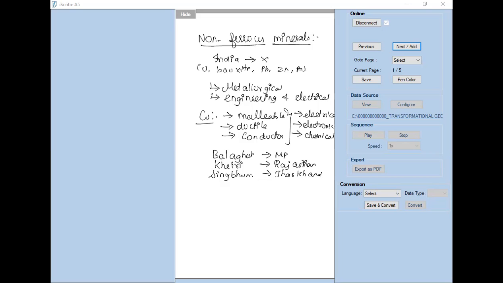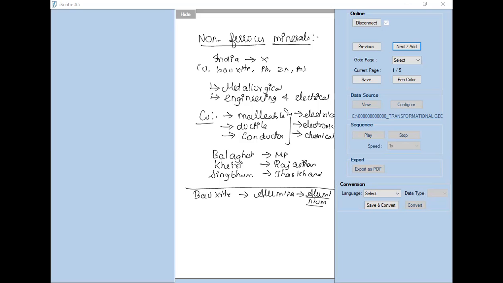Okay, so next we have to see about bauxite. From bauxite we get which metal? From bauxite we will get alumina. From alumina we will get aluminium.